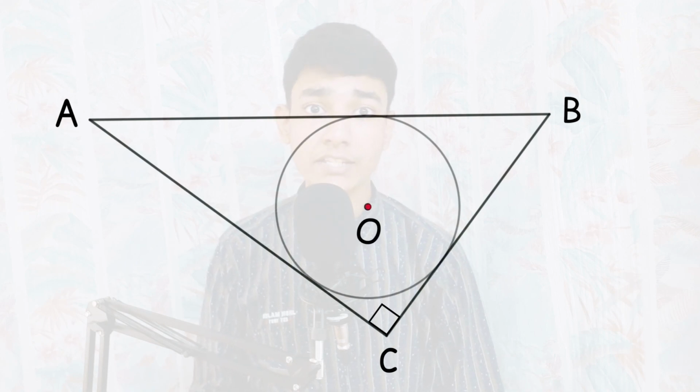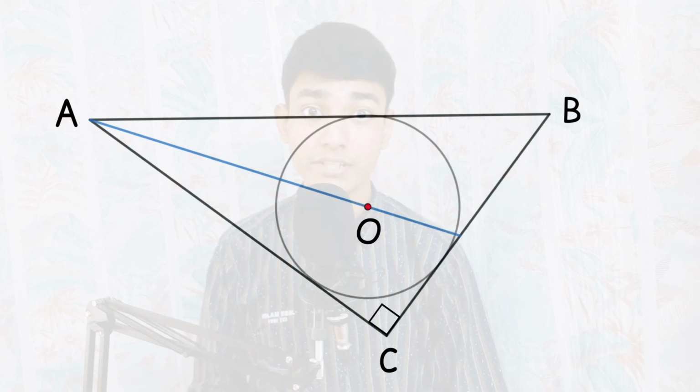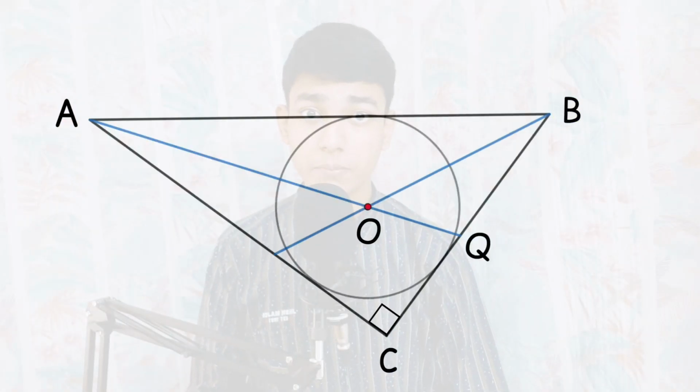Now we draw a line segment from the point A that passes through the point O and intersects the line segment BC at point Q. Now we draw another line segment from the point B that passes through the point O and intersects the line segment AC at point P.